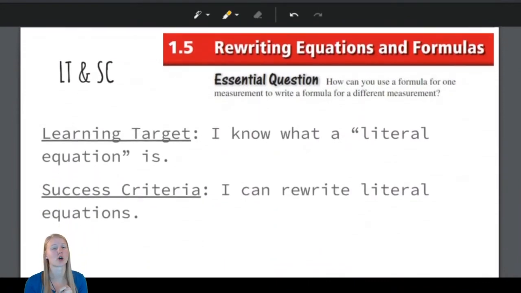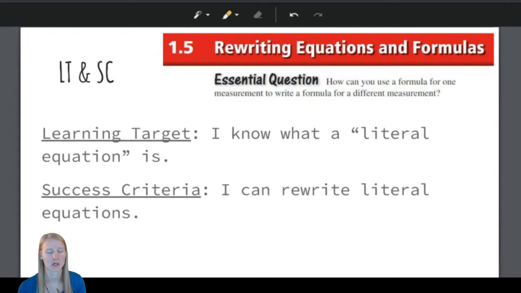Today we start our work with section 1.5. I know what you're thinking. 1.5, where did 1.4 go? Don't worry, we will eventually come back to 1.4, but we're going to skip it for now. So, section 1.5 is about rewriting equations and formulas. Today we work on equations.